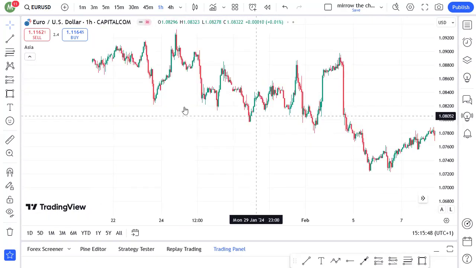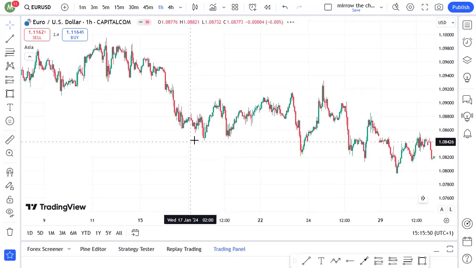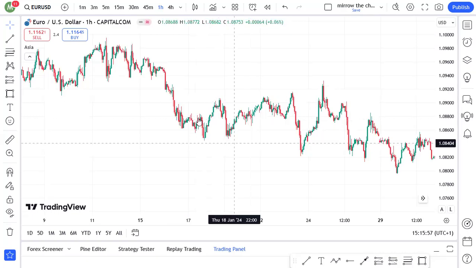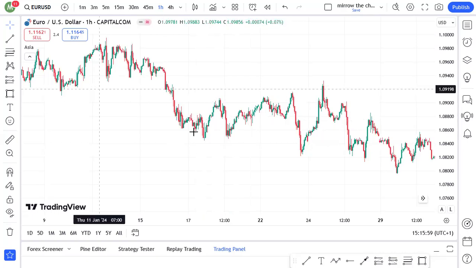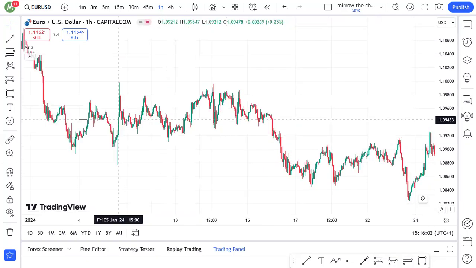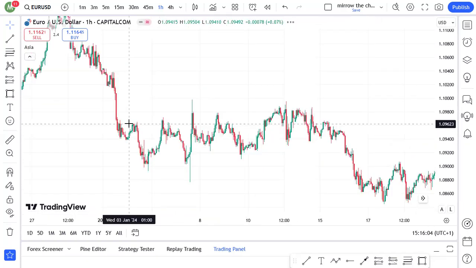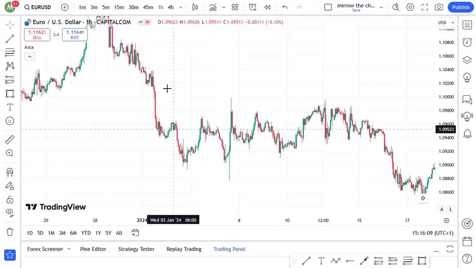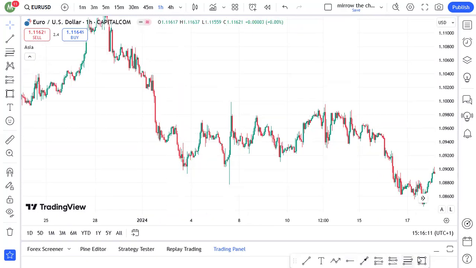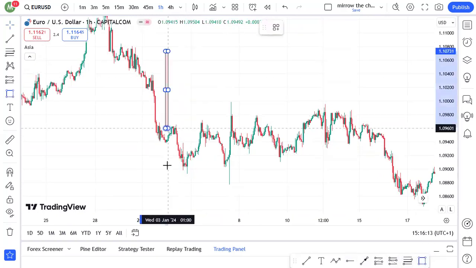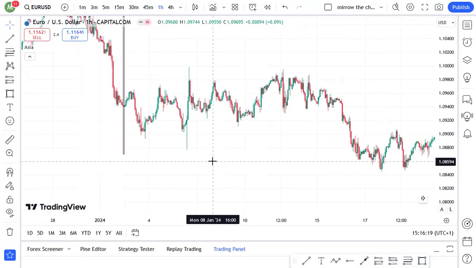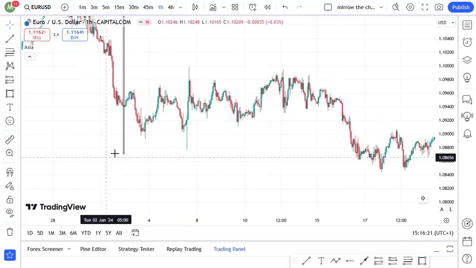This is September, so we'll go maybe 6 months back. This is January. January is more than 6 months now. Let's start from January. January till now is almost 8 months. Let's backtest from 8 months of data.